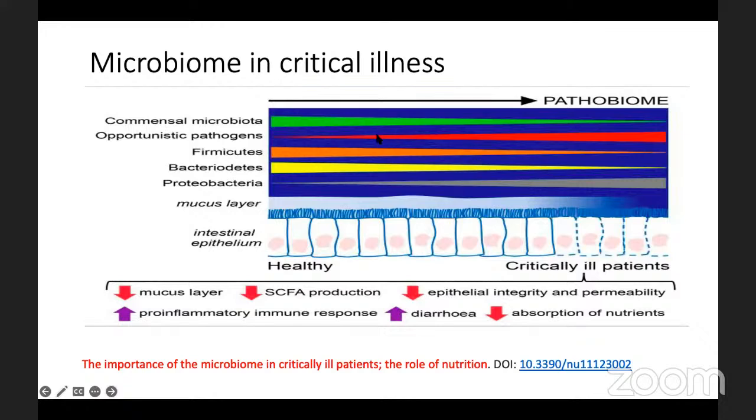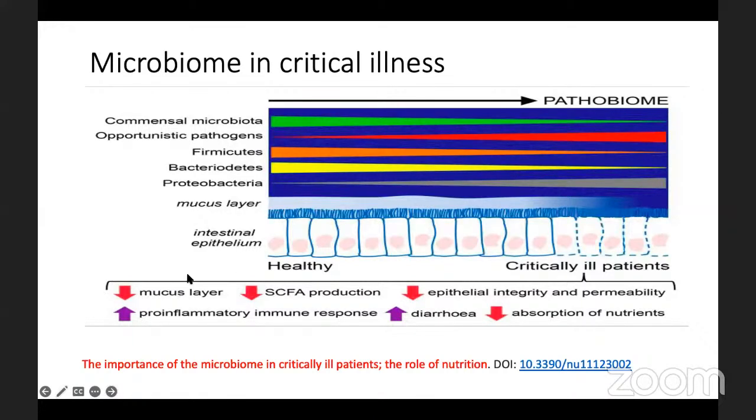Firmicutes are important bacteria. They are reducing in number with critical illness, whereas Proteobacteria is going to be increasing in number, which is actually harmful bacteria.